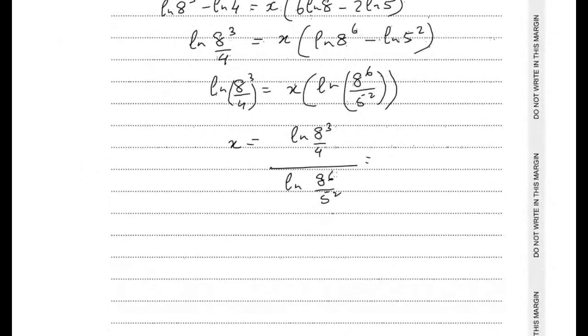The question asks that we give this answer to 3 decimal places. Is it 3 decimal places? Let me just check that. 3 decimal places. So I'm going to put log of 8 cubed by 4 divided by log of 8 to the power of 6 by 5 squared into my calculator, and I end up with 0.5241. And so to 3 decimal places, that would be 0.524.